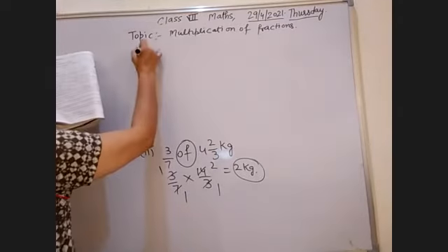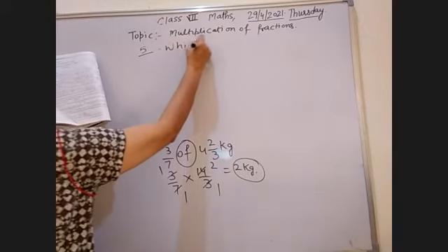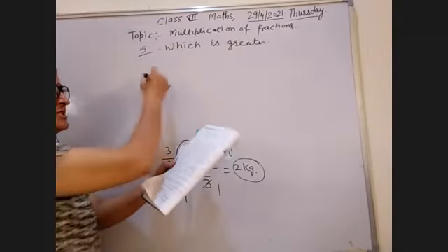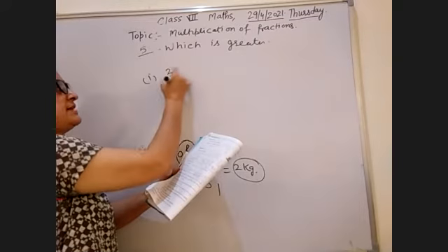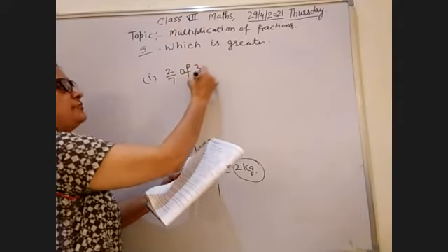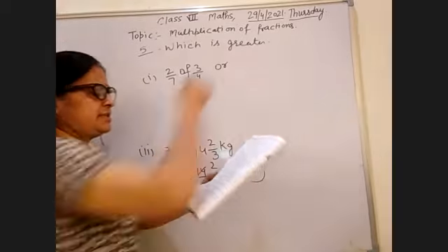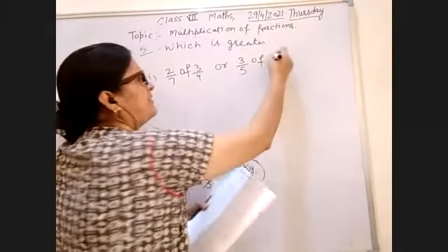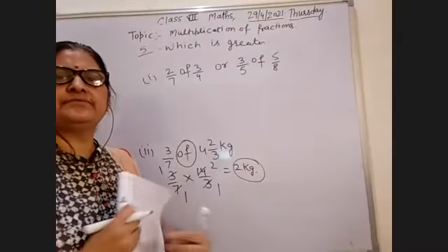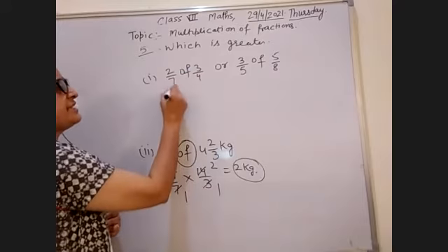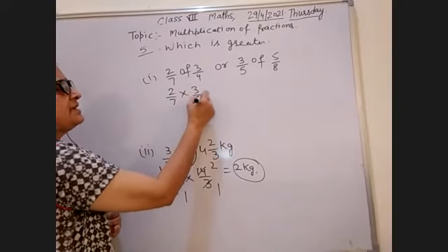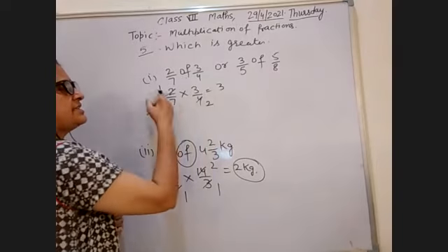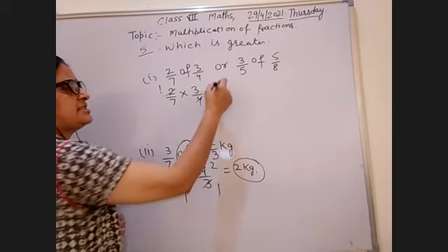Now your fifth question is, which is greater? How will you check which portion is greater? First is 2/7 of 3/4, and the second one is 3/5 of 5/8. First, change "of" into multiply. Then you see which are cancelled. 2 1s are 2, 2 2s are 4. 3 1s are 3, 7 2s are 14. This is your first portion.